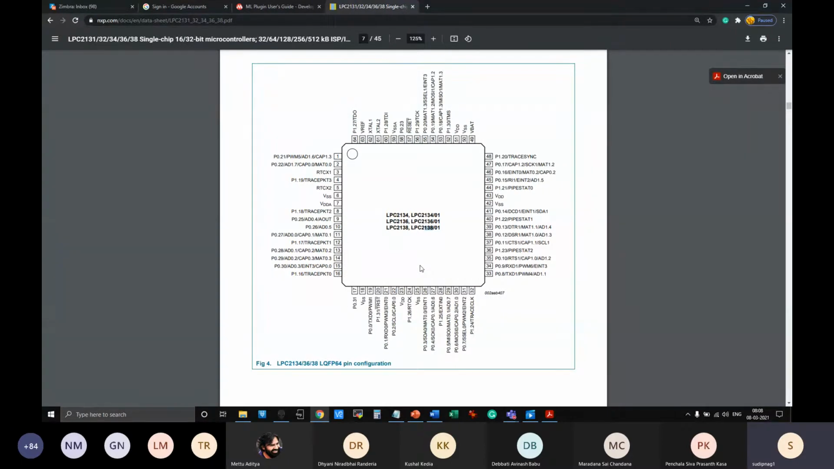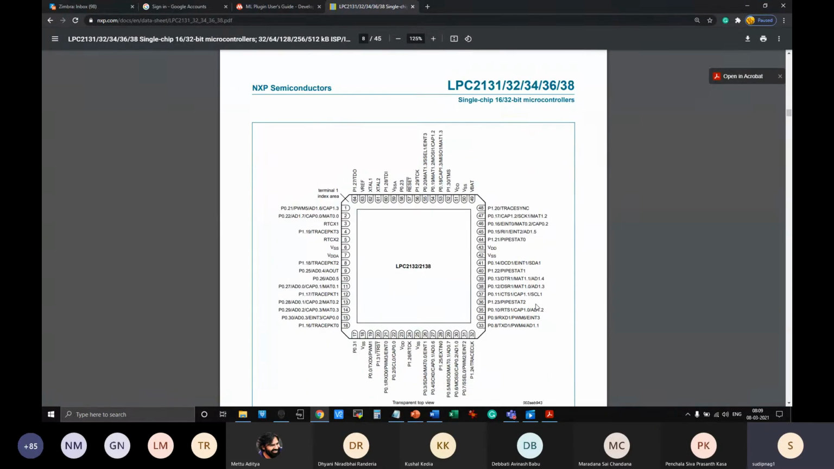For the ARM2138, you can see that almost every pin has lots of alternate functions. There is a port function, an A to D converter function, an external interrupt function, and capture or timer functions. This is just an example for pin number 15, but if you look at other pins, you can see there are a lot of alternate functions for all the pins in this microcontroller.